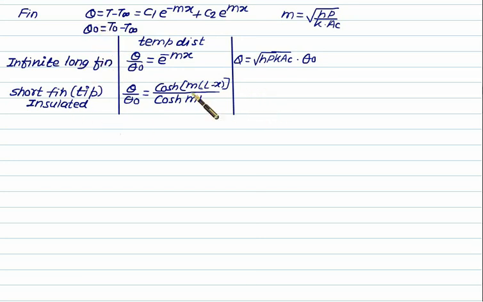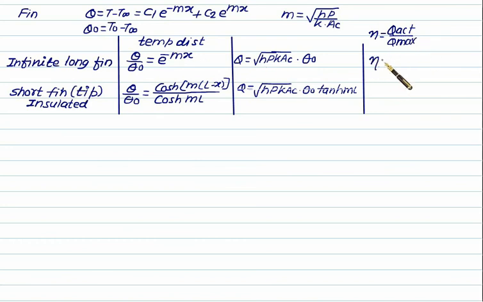In the case of short fin, it is given as Q equal to under root of h p k A_c multiplied by theta 0 multiplied by tanh of mL. Efficiency is defined as the actual heat transfer divided by maximum heat transfer. In the case of infinitely long fin, efficiency will be given as 1 upon mL. So efficiency is inversely proportional to length L. In the case of short fin, efficiency is given as tanh of mL divided by mL.